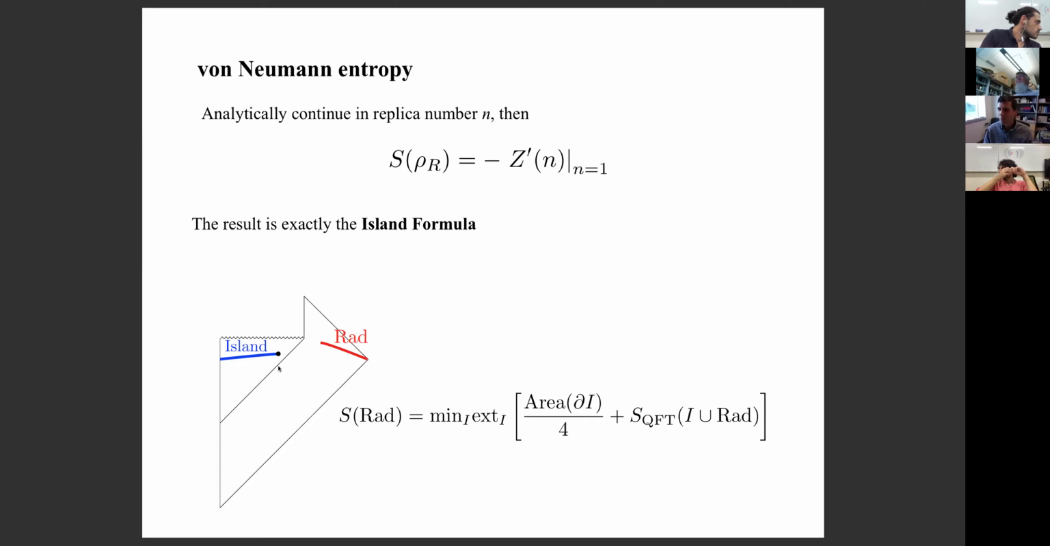Note that I'm not putting the island in by hand. Okay, so I'm not deciding that there has to be an island. I'm just doing the calculation using general relativity, and general relativity is telling me at the end of the calculation that the island is there, like it or not.